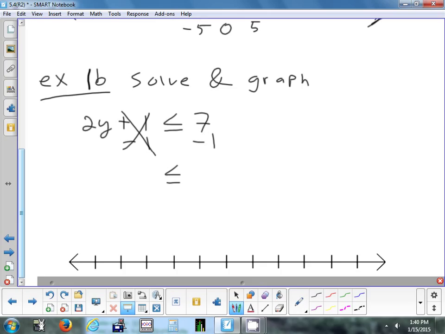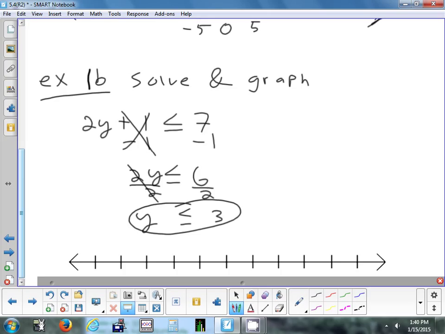What's 7 take away 1? 6. On the left-hand side, I still have 2y. Okay, last step, and then I'm done solving it. Divide by 2. 2 divided by 2 cancels out. 6 divided by 2 is 3. Do I flip the sign? No. Since we divided each side by a positive, no need to flip anything.